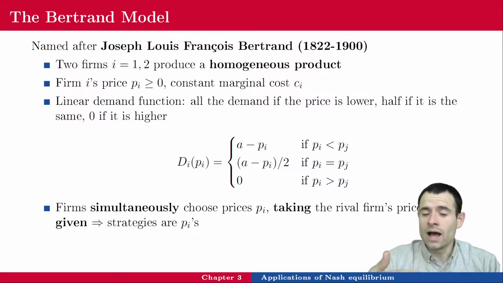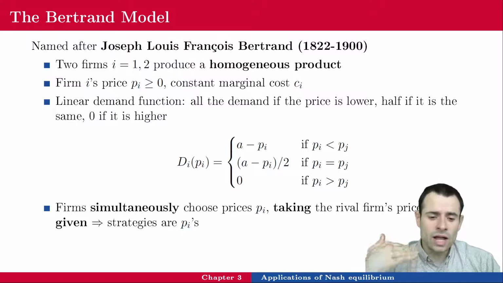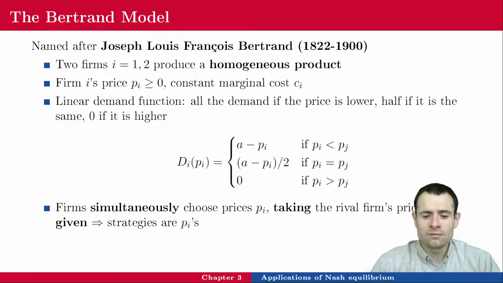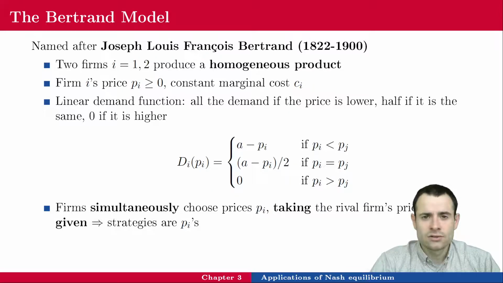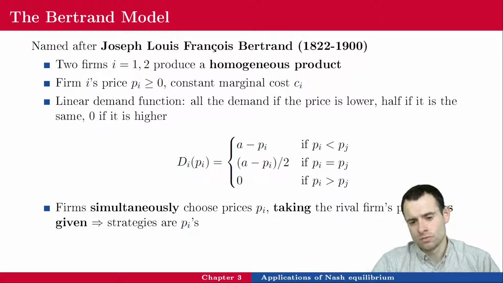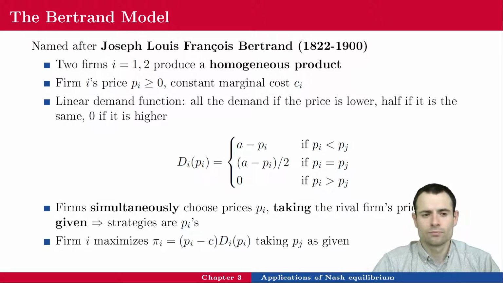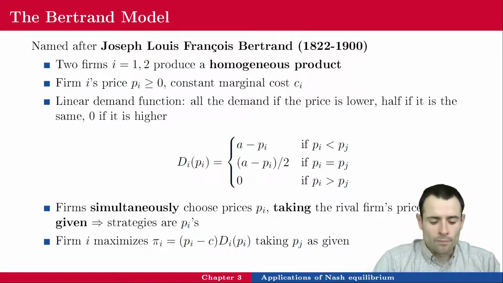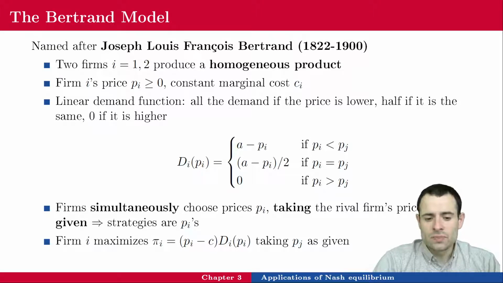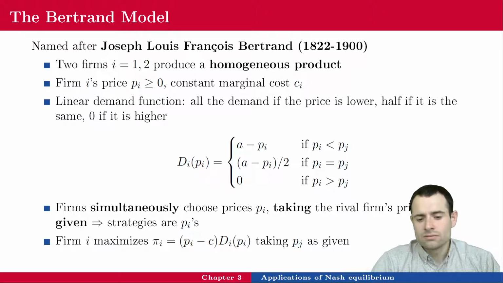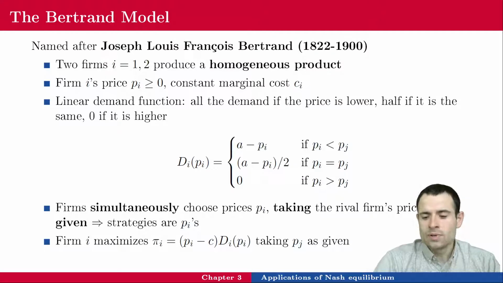The rules of the game are as follows. Firms simultaneously choose prices, PI and PJ, taking the rival firm's price as given. So here the strategies are the PIs, not the QIs. Because they compete in prices, they have to choose a price. Now, firm I is going to maximize its payoff. Its payoff is going to depend on the price it decides, and is going to take PJ, the price of the other firm, as given.